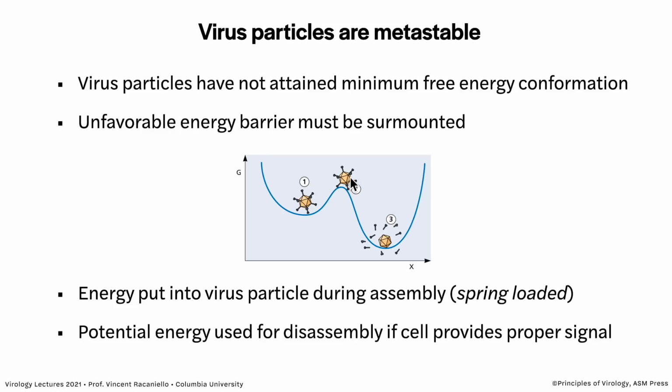And they do that because they're spring-loaded during assembly. They contain energy built into the bonds that make them up. So we say energy is put in the particle during assembly, they're spring-loaded, and that energy is used for disassembly if the particle gets the right signal. And so the energy is used to surmount this energy barrier and go to the minimum free energy state. The signal can be binding to a receptor, it can be low pH, it can be proteases that cleave structural proteins. So the virus particles ensure that they infect the right cell by having these signals make them unstable.